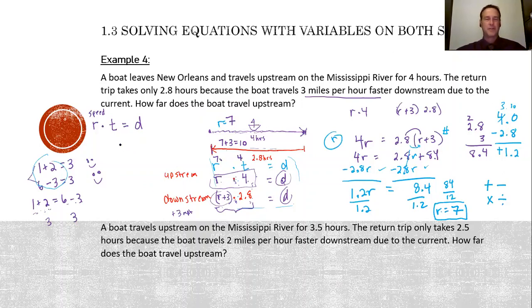So the total distance is 28. 7 times 4 is 28 miles. There you go. All right.